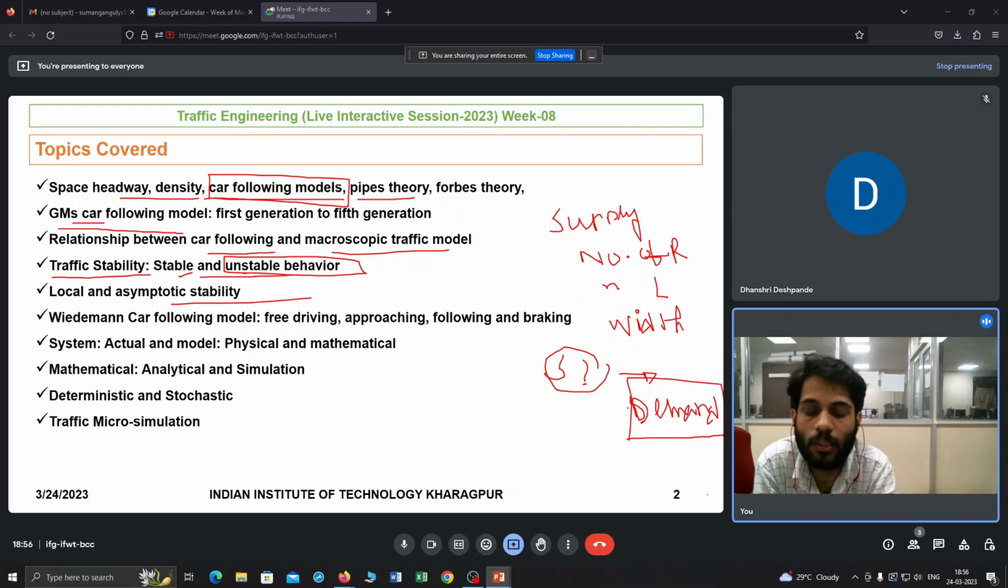So then it is not replicating your field scenario, because now you are unable to actually replicate the field scenario. So at least your 5000 vehicles or closer to 5000 vehicles in 1 hour should pass, but it is not passing. So now you have to adjust your car following parameters.